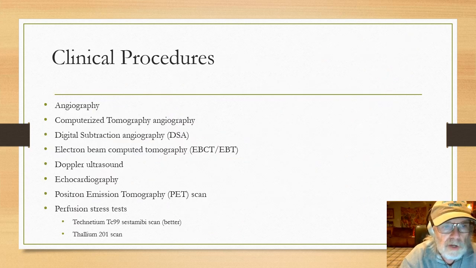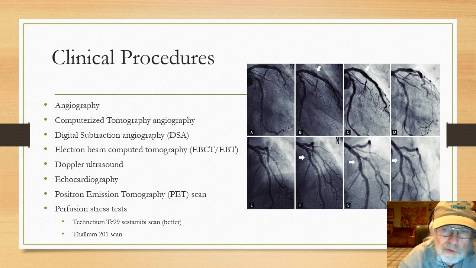Okay, a couple other clinical procedures I'll get through real quick. Angiography, like we talked about before, and this is an angiogram, is basically sticking dye in a vessel and seeing where the vessel goes, looking for areas where it becomes narrowed or the blood flow stops. And this is done by cardiac catheterization.